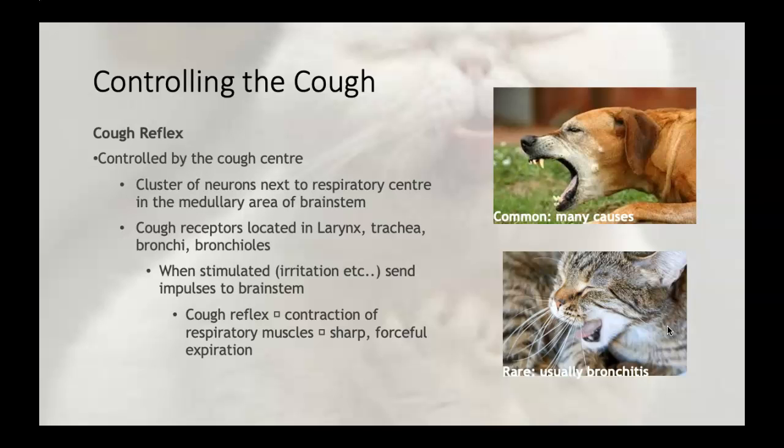And cough receptors are located in the larynx, the trachea, the bronchi, and bronchioles. When they're stimulated through irritation or otherwise, they send impulses to the brainstem, which of course creates the cough reflex, which is a contraction of respiratory muscles, and it creates that sharp, forceful expiration.